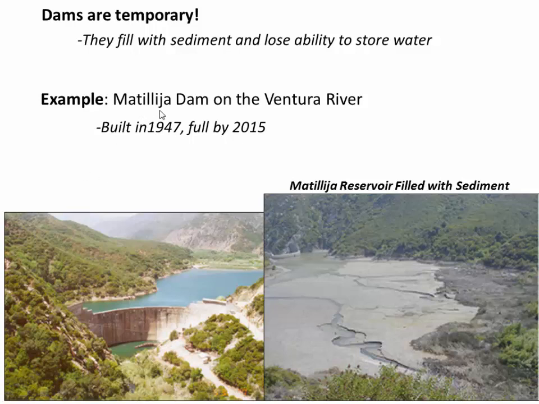Great example of this is the Matilija Dam on the Ventura River in California. Built in 1947, it lasted only about 65 years before it was basically full. And now it's going to have to be decommissioned. So dams, in retrospect, maybe were not as useful and didn't have the same longevity that we had hoped when they were first built in the early part of the 1900s.